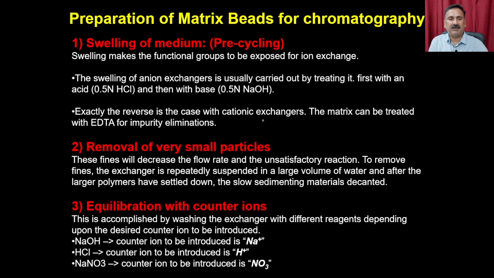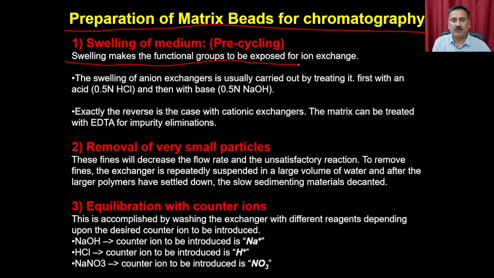Now the second step is preparation of the matrix for the chromatography. The first step is swelling of the matrix or swelling of the media, which is called precycling. Swelling makes the functional groups exposed for ion exchange chromatography. The anion exchanger is usually treated first with an acid and then with a base. All this is being done so that the matrix functional groups are going to be exposed.